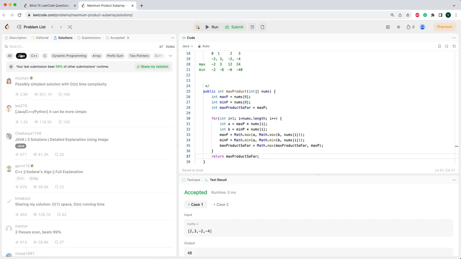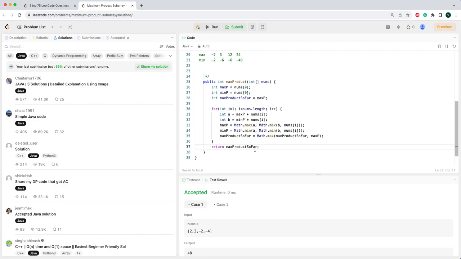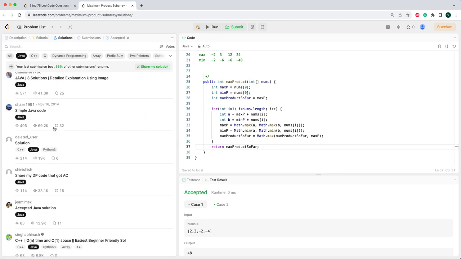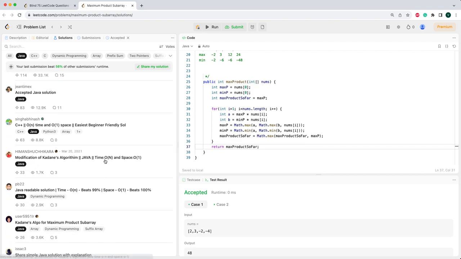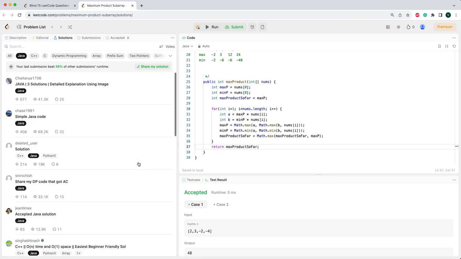I think the complexity of what we have solved is, the time complexity is big O of n, right? And yes, so the time complexity is big O of n, space is 1. Yeah. Okay.